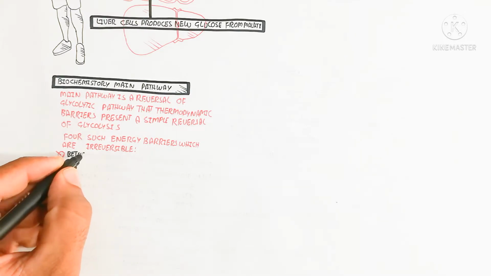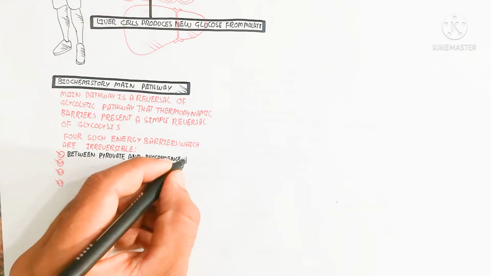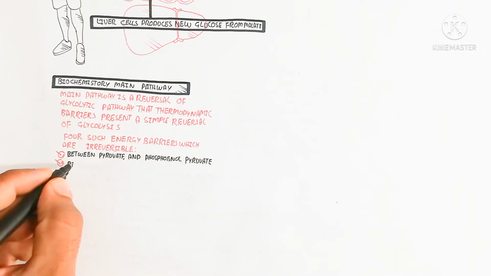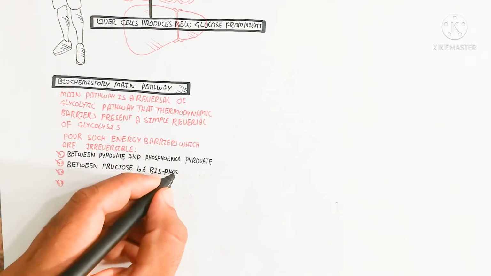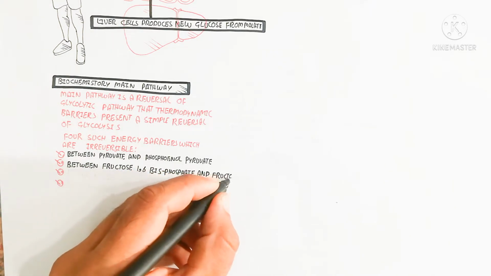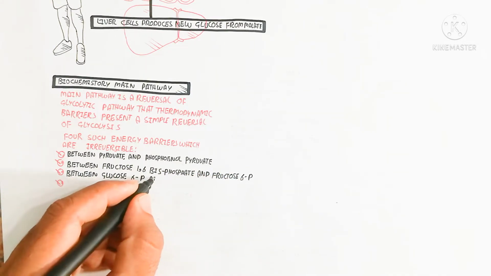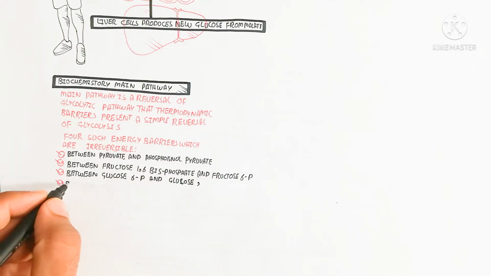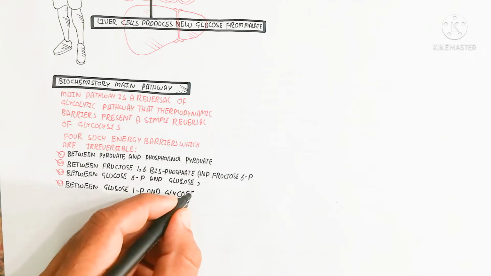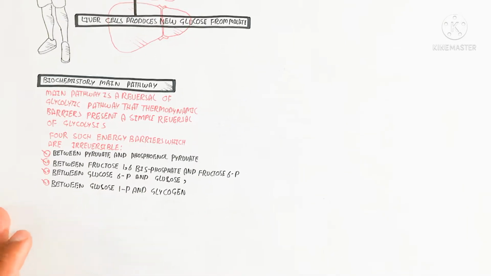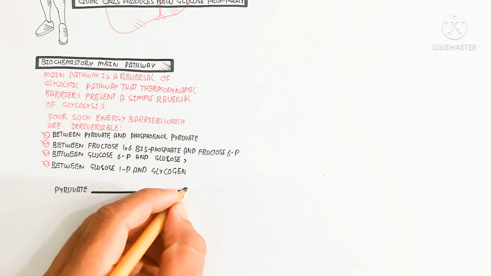The first barrier is between pyruvate and phosphoenolpyruvate. Then between fructose 1,6-bisphosphate and fructose 6-phosphate, and between glucose 6-phosphate and glucose. And between glucose 1-phosphate and glycogen. The glycogen will be converted into glucose 1-phosphate. All these things require energy.